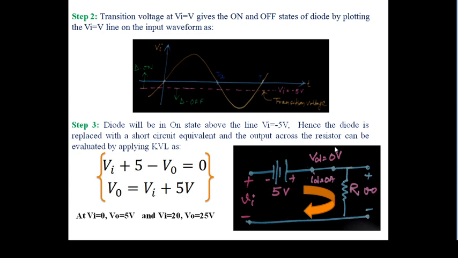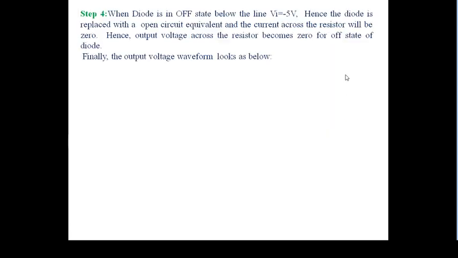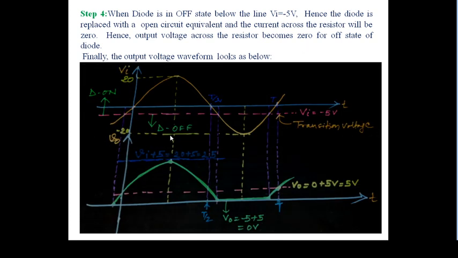And when the diode is off, what will the output voltage be? 0. When the diode is off, for Vi below minus 5, the diode is replaced by an open circuit, then the current across the resistor will be 0, hence the voltage across the resistor becomes 0 for the off state. So the voltage across the output will be 0. Finally, the output voltage waveform looks like this one, the output one.